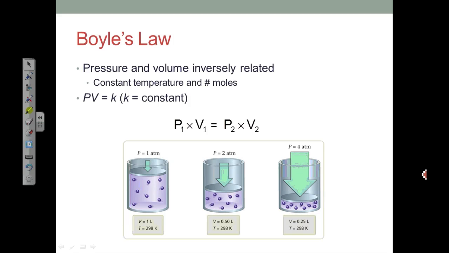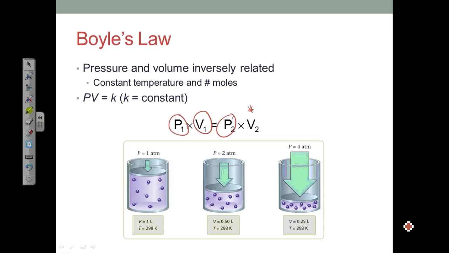Meaning if we have a system at pressure 1 and at volume 1, and they ask us what is the volume at pressure 2, we can solve for V2. So if we look at the picture down here, we have a pressure of 1 atm at 1 liter. Then we move over one container, we have 2 atm, and what's that volume? Half a liter. And then the last one, we have 4 atm, and now we have a fourth of a liter. If we multiply all those together, do we get a constant number?